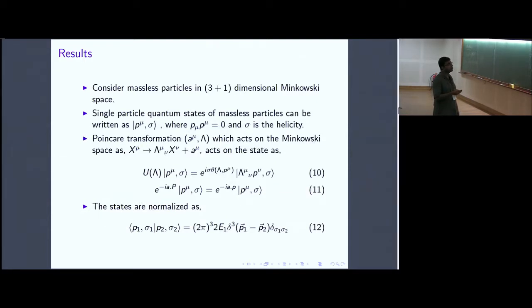This is a particular Poincare transformation. This is a space-time translation with 4-vector a mu, and this lambda is the Lorentz transformation, which acts on x mu like this. U of lambda is the unitary representation which acts on the state |p, sigma>. If you act on this state with this, you get a phase factor from the space-time translation, a simple phase factor, and our states are normalized like this.